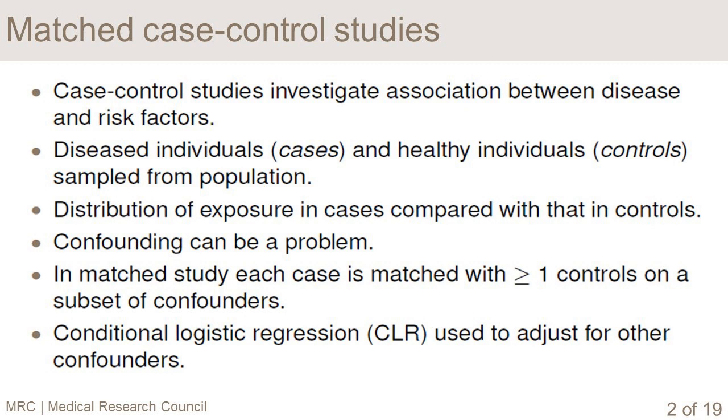However, as in all observational studies, confounding can be a problem. And the way that confounding is dealt with in a matched study is that each of the cases is matched with one or more controls on a subset of the confounders, and then conditional logistic regression is used to adjust for all the other confounders that haven't been matched on.